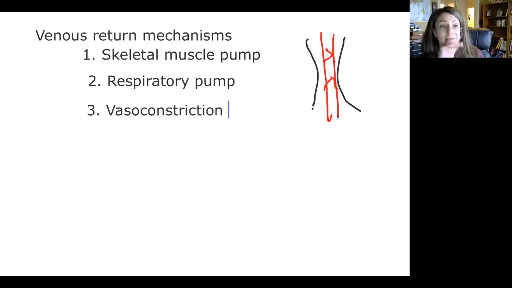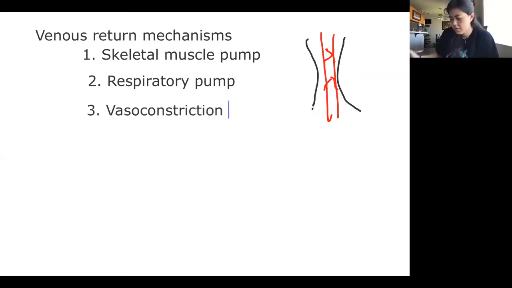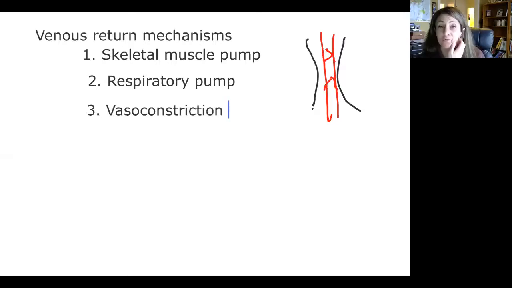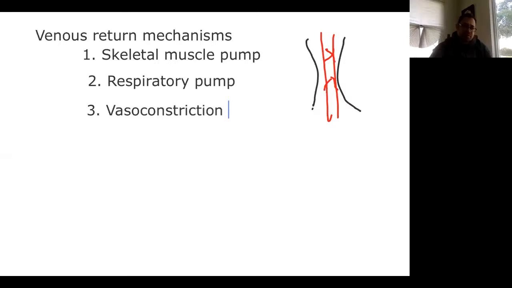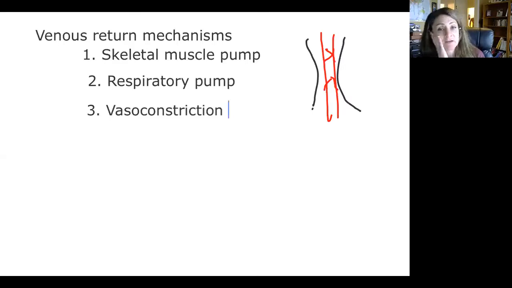Okay, so you need to be able to name and explain these three venous return mechanisms. Questions on those? Did you say for the vasoconstriction, the narrower the vessel, the faster it'll go? Yes, the more forcefully the blood goes through as the vessel narrows. And that's only for the arterioles, right? Not for the veins. Correct. The veins don't have muscles, so they can't dilate and constrict.